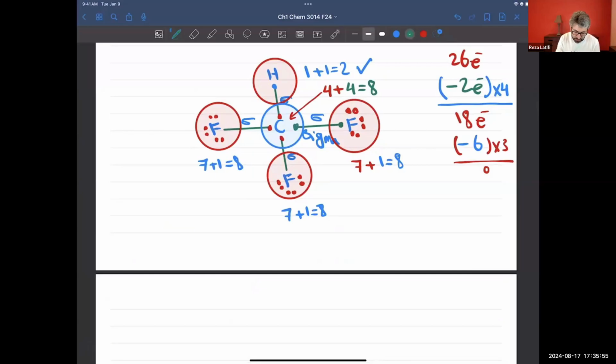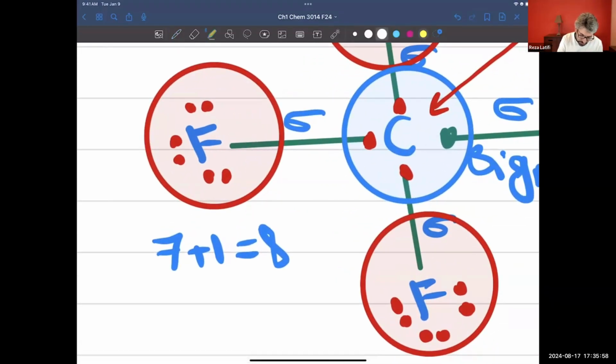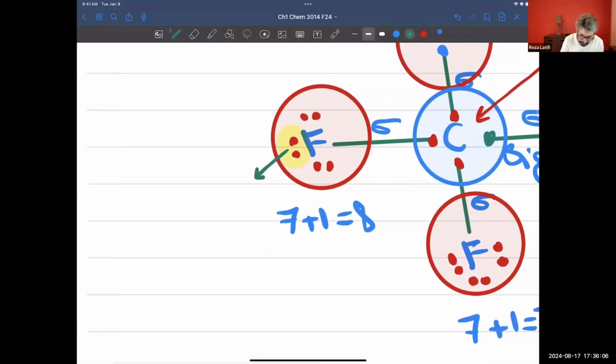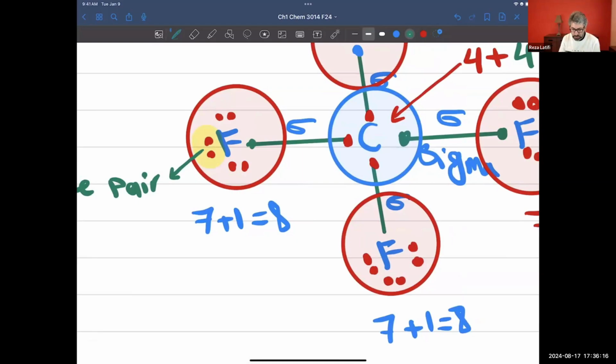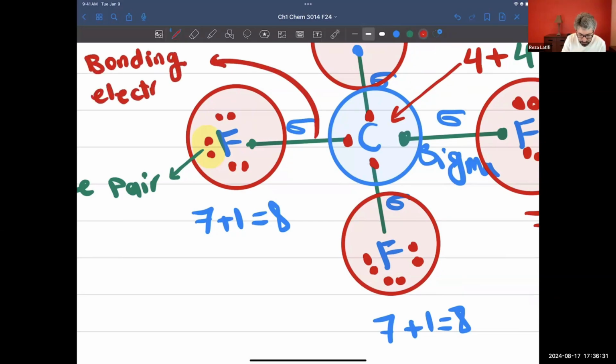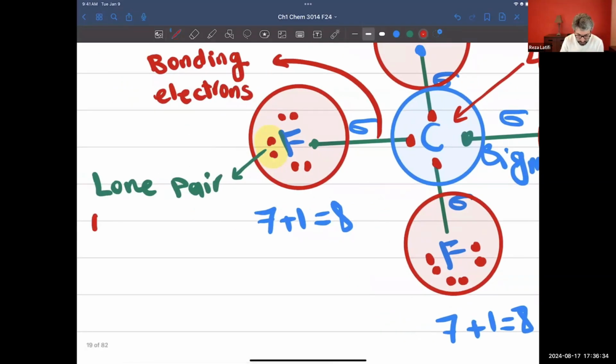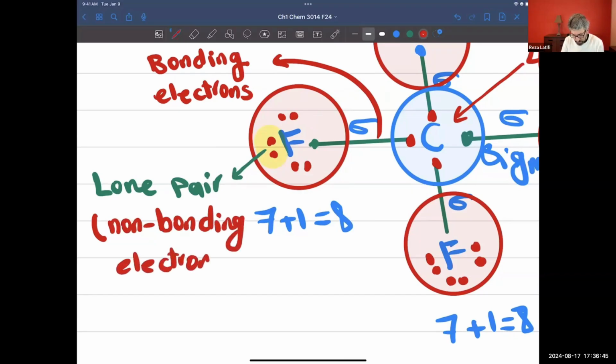Before we go after the formal charge, let me label some of these electrons. Those 2 electrons that I pair, we call them lone pair, because they are not attached to anywhere. But these 2 electrons that are paired between carbon and hydrogen, we use them to make a sigma bond, we call them bonding electrons. The lone pair, sometimes we call them non-bonding electrons.